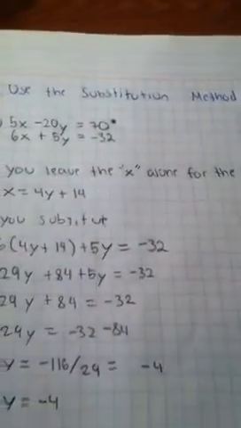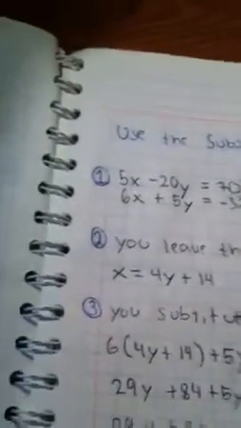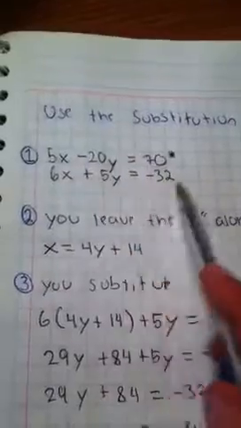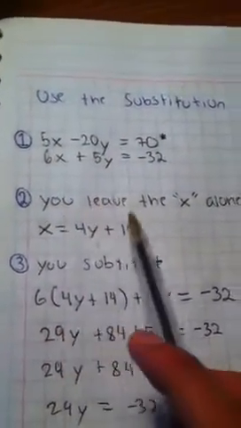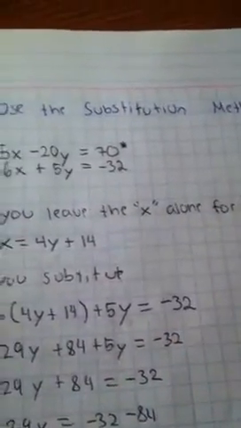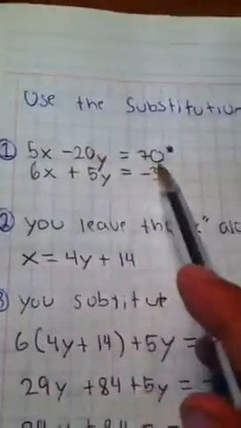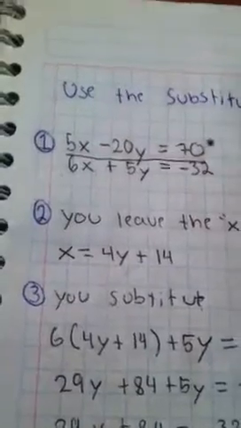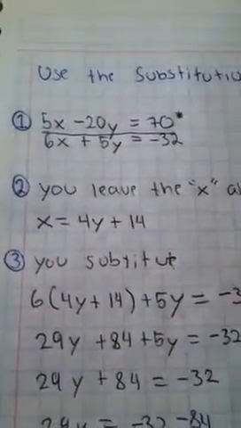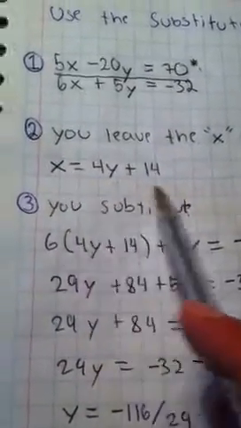The next is to use the substitution method. In the substitution method, you have the equation. The second step is you need to leave alone the x for the first equation. Only for this equation, you need to leave alone the x. Only for the first.